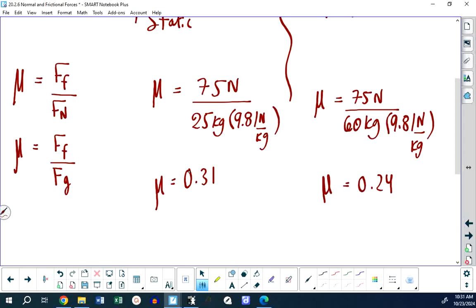Put roughly, what that means is that when the object is moving, the force of friction is about 24% of the normal force. The force of static friction is about 31% of the normal force. Is everybody getting those numbers? I'm just seeing a couple maybe puzzled faces. No? All right.